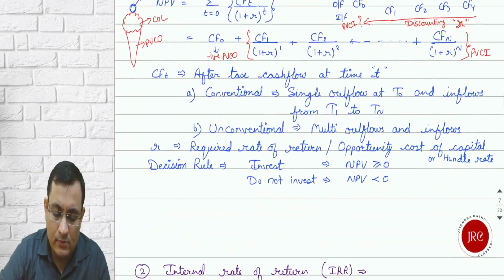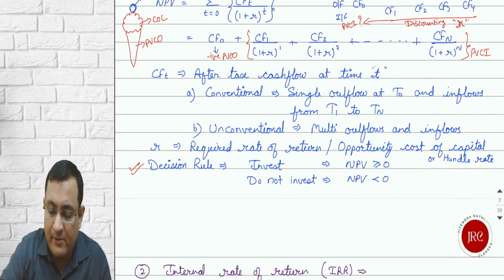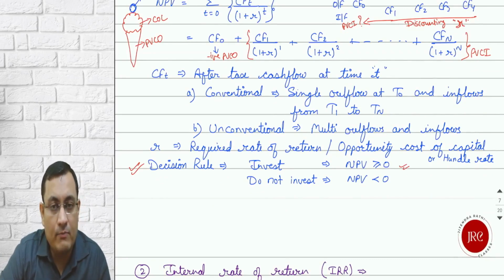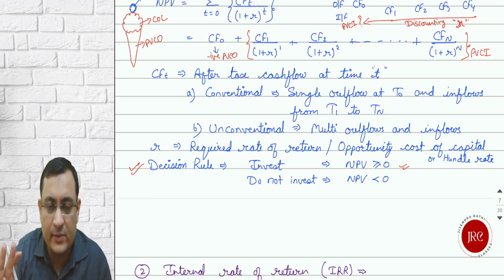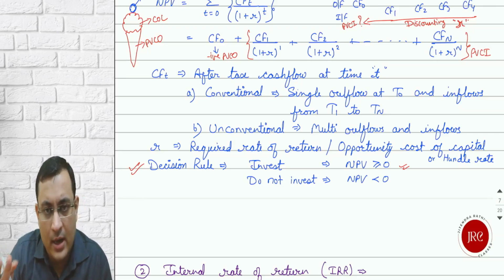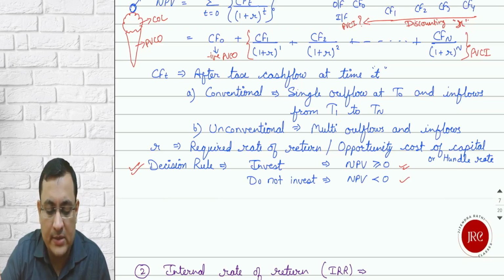Now, the decision rule we have already done. Invest if NPV is greater than or equal to 0. There is a cherry, or even if it is not there but the ice cream is there, that means the cost of capital you are able to generate, then also you should be working. And if NPV is negative, you should not be investing.